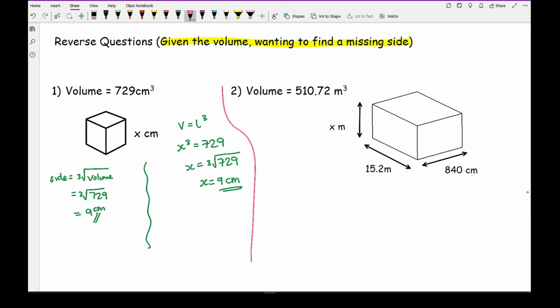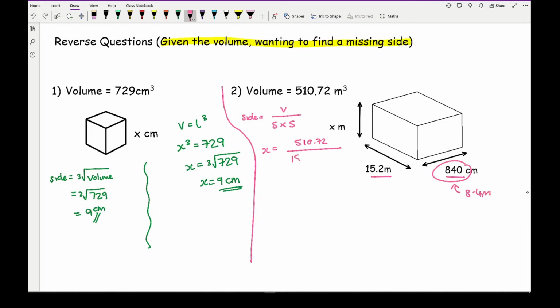So moving on to question 2, if I was to use the formula that was given, the missing side is equal to the volume divided by the two sides that I know. So in this case, it's going to be x equals 510.72 divided by the two sides that I do know. Now again, I need to make sure that this is in meters. So that's going to be 8.4 meters.